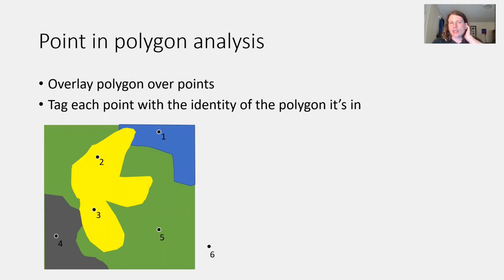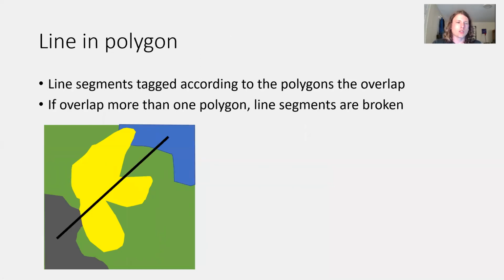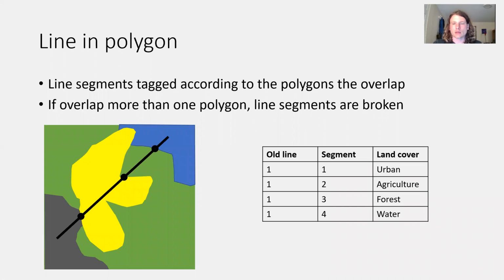So you can overlay a polygon over a point to figure out, say, the identity of the polygon that it's in. You can do the same thing with line segments, tag them according to the polygons that they overlap with. If they overlap with multiple polygons, then they can get broken into different segments. So you can use the intersect tool to do that.